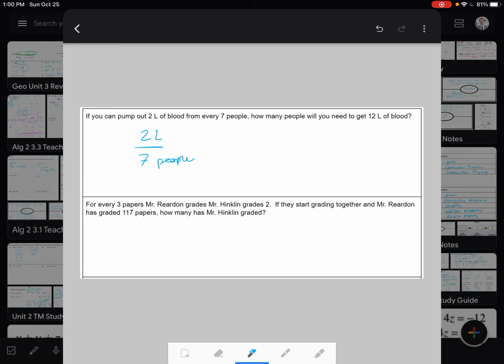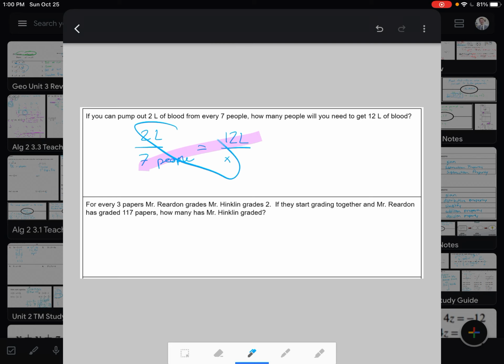You can pump out 2 liters of blood for every 7 people. How many people will you need to get 12 liters of blood? We don't know the people, so put an X there on the bottom. Using that, we're just setting up the scale factor. We need 6 times more blood, so basically we need 6 times more people.